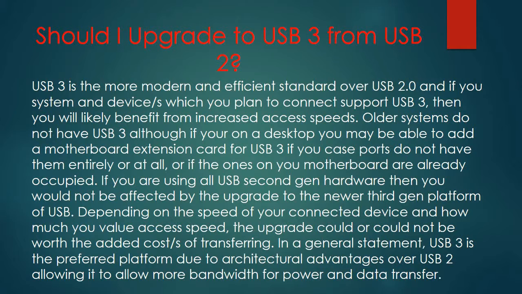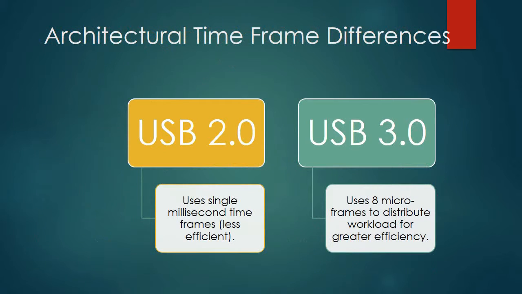In a general statement, USB 3 is the preferred platform due to architectural advantages over USB 2, allowing it to transfer more bandwidth in terms of data and power. Regarding architectural time frame differences, USB 2.0 uses a single millisecond time frame, which is less efficient, and USB 3 is more efficient because it uses 8 microframes to distribute the workload.